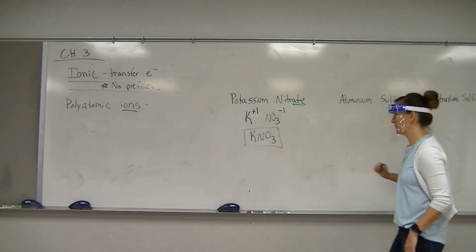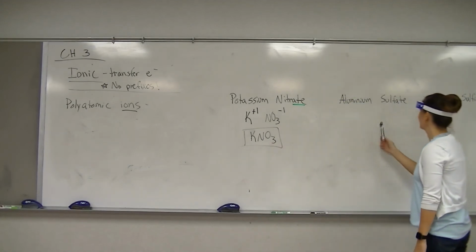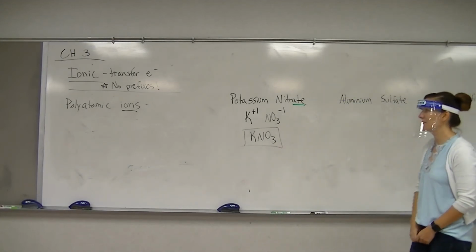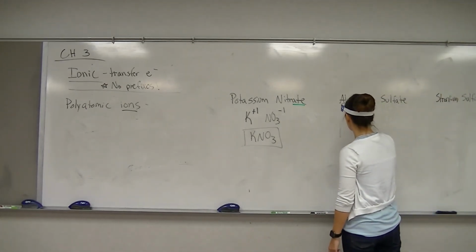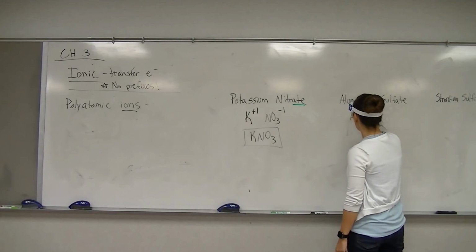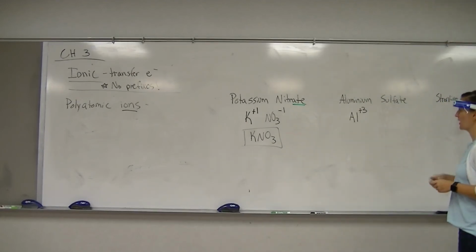So, started with an easy one. Let's try a harder one. These charges aren't going to cancel. Aluminum never does. Aluminum is that metal that is touching the zigzag line, group 13, has the +3 charge. So Al +3, that would be its symbol and its charge.